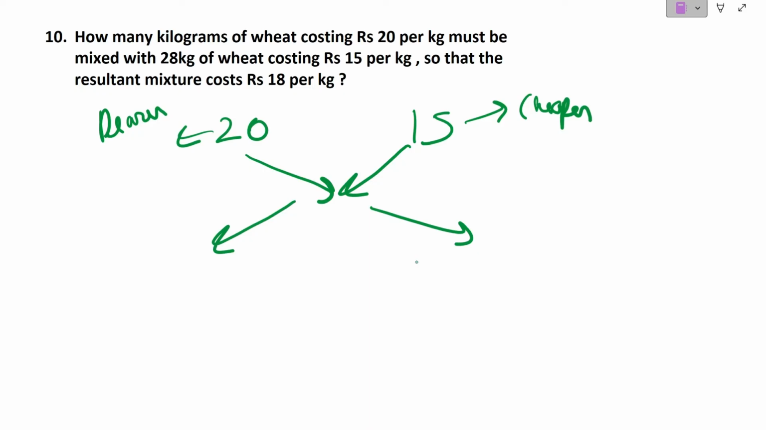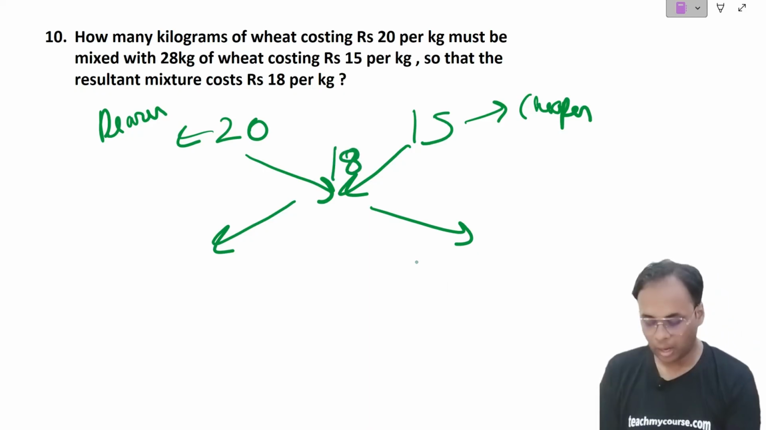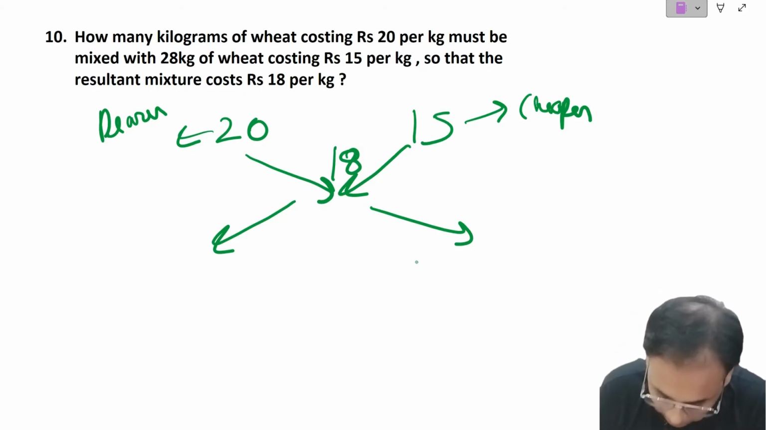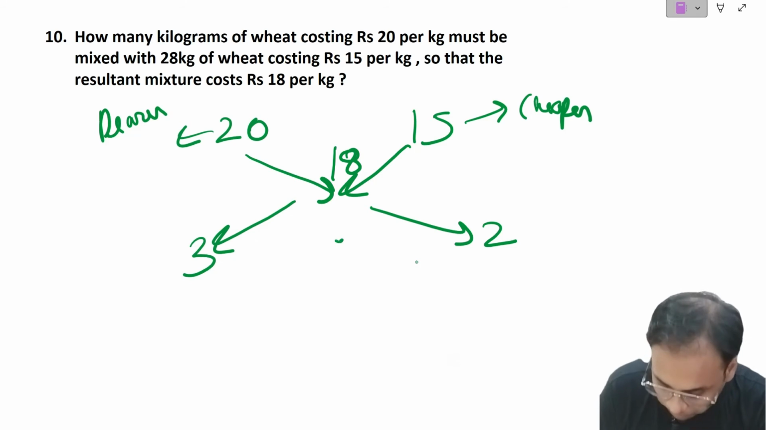We get the resultant mixture cost rupees 18 per kg. This is the average we get. Now comes the tricky part. This is the trick being used in the allegations question. Just subtract it. 20 minus 18 is 2. 15 and 18 difference is 3. So this is the ratio 3:2.